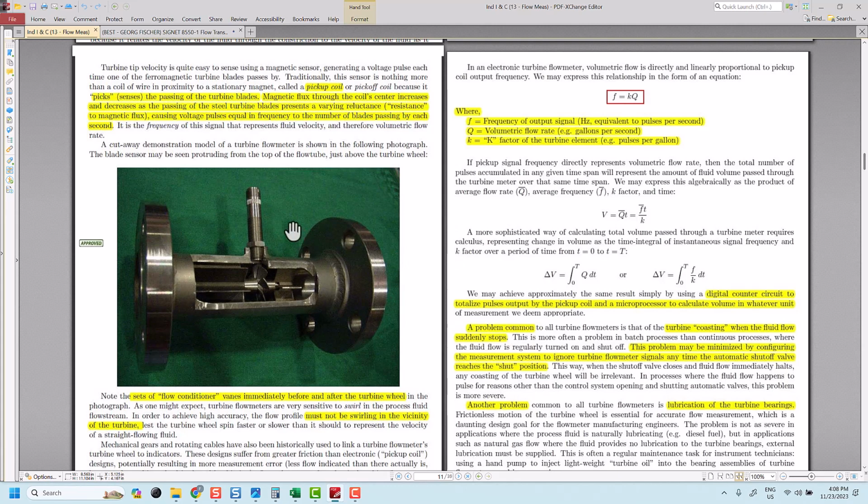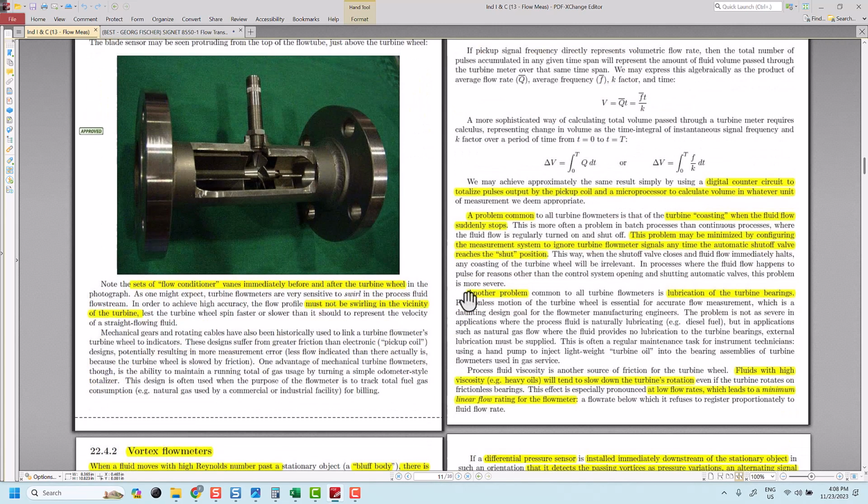This is the turbine flow meter. This is a turbine flow sensor. You can see the turbine is turning when the water flows through the turbine sensor flow cell. This sensor will pick up the pulses and then generate the frequency signal, and this signal will be fed back to the flow transmitter.